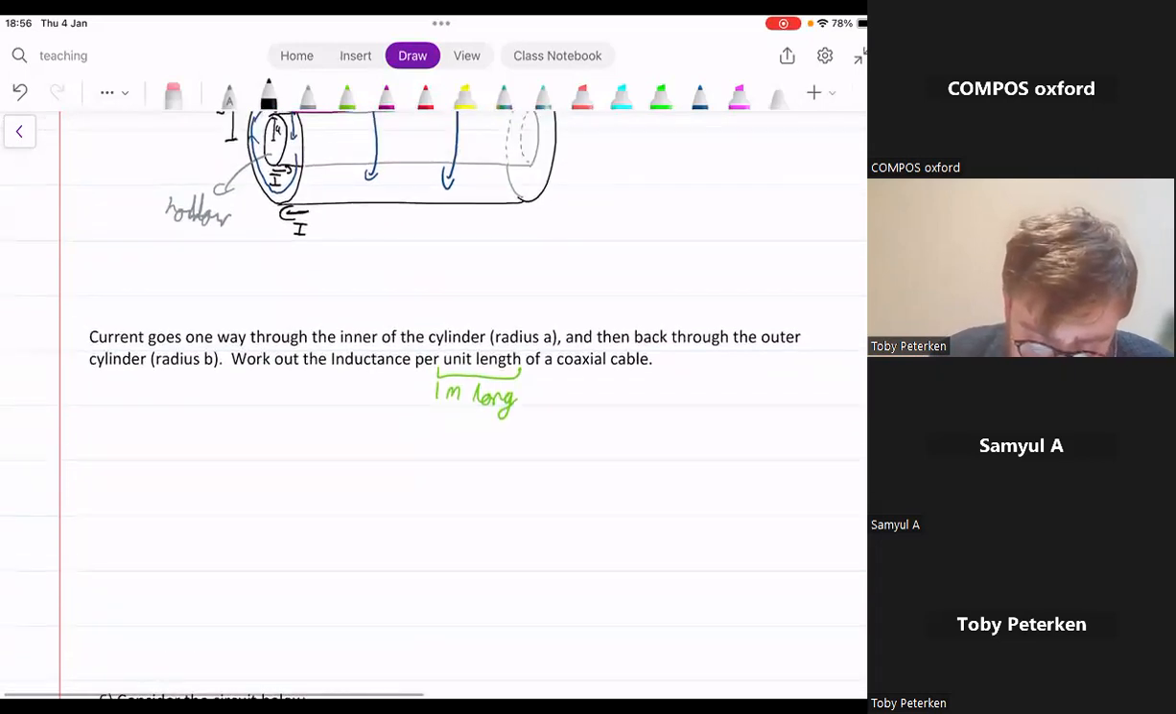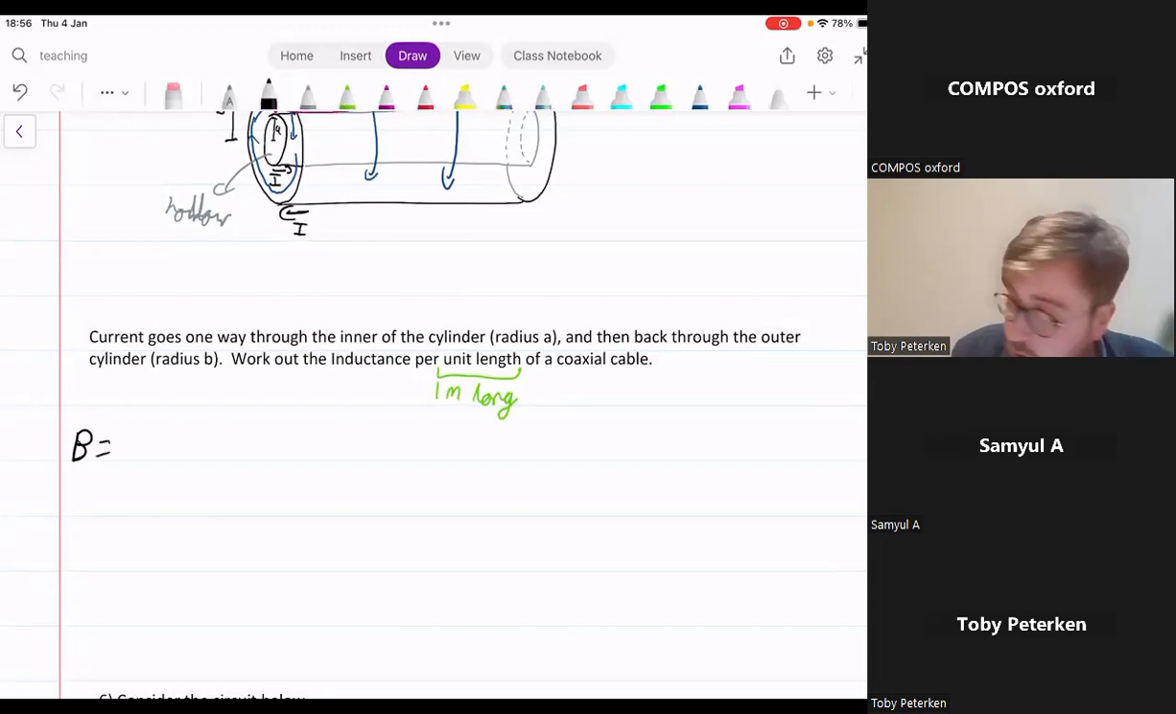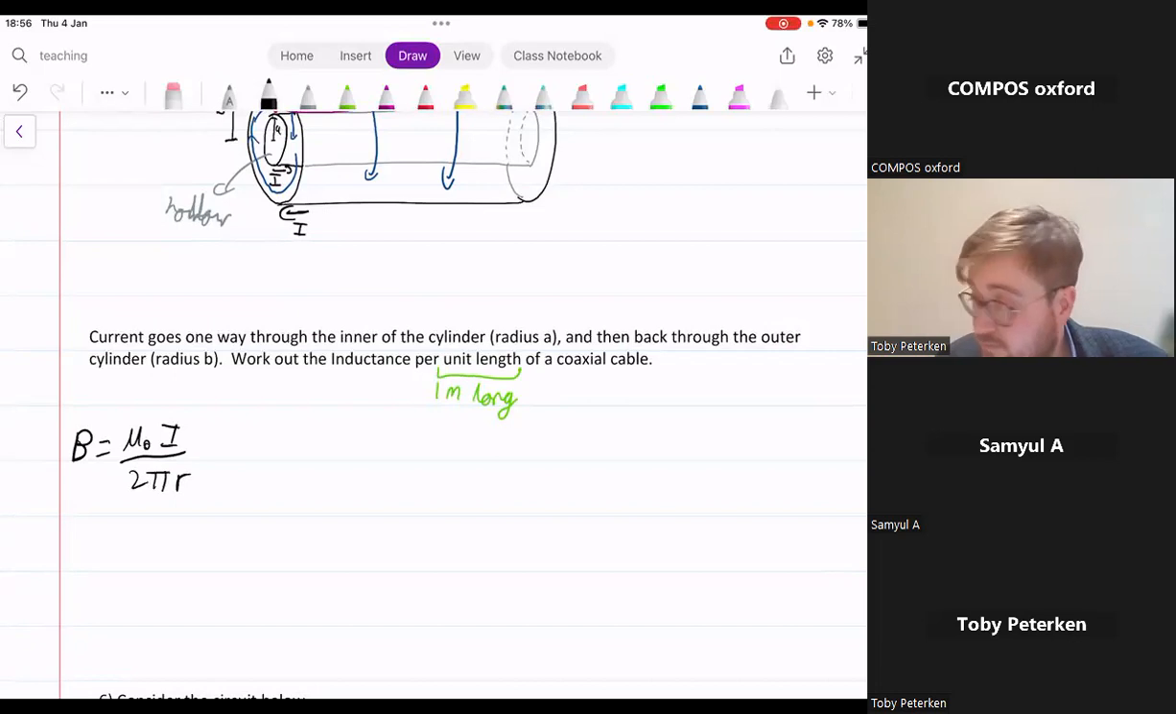So now you have either seen, or you may remember Ampere's law. The magnetic field from a wire is equal to mu naught I over 2 pi r. Have you seen this before? I think you've seen Ampere's law.